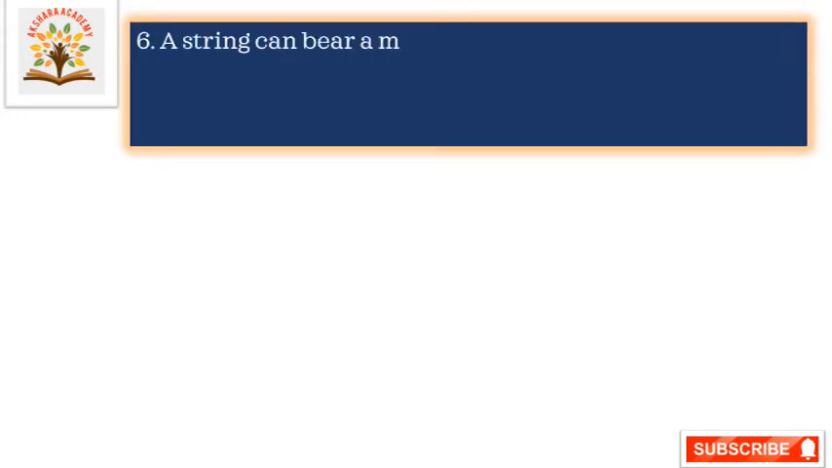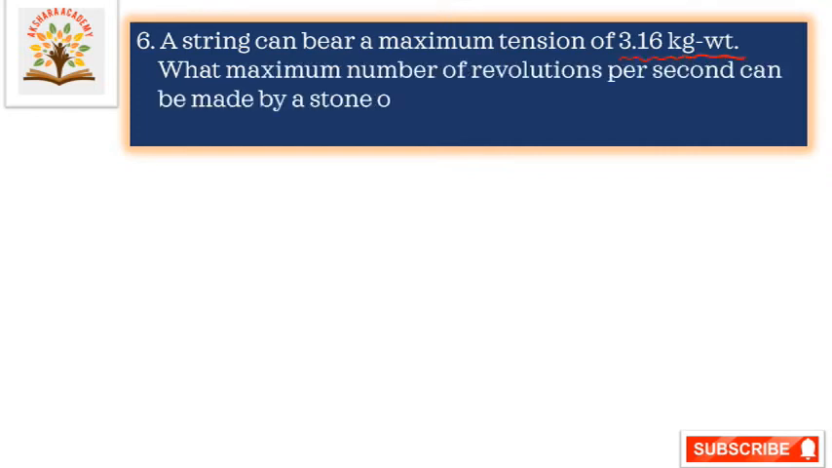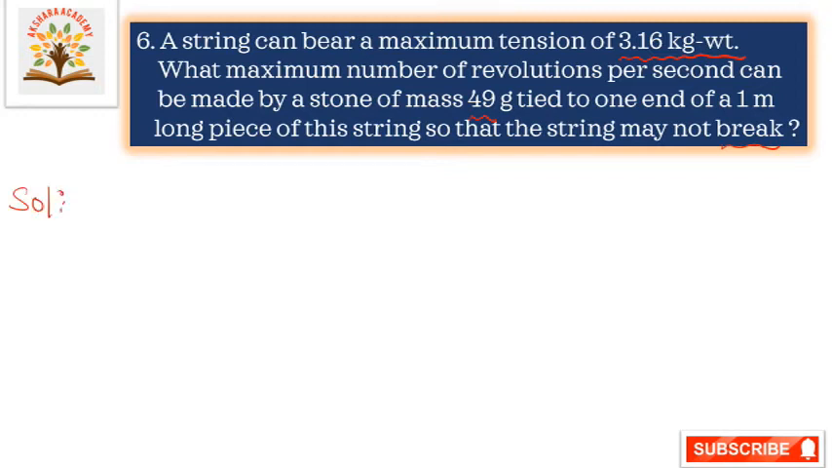A string can bear a maximum tension of 3.16 kilogram weight. What maximum number of revolutions per second can be made by a stone of mass 49 grams tied to one end of a 1 meter long piece of the string so that the string may not break? Now here we have to calculate the maximum number of revolutions. Now let us go to the solution.